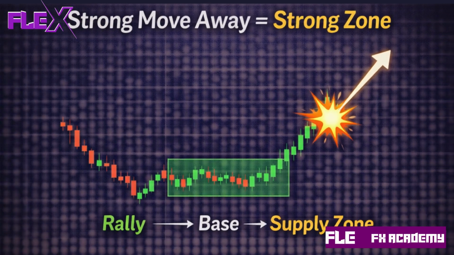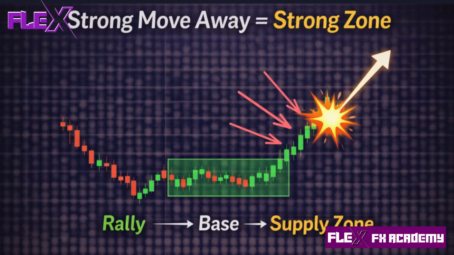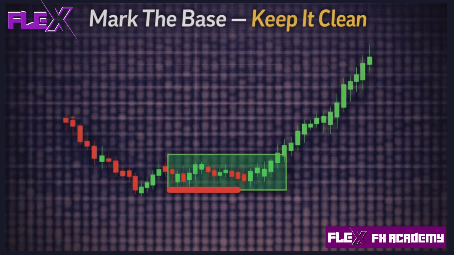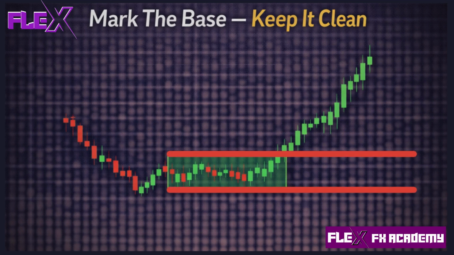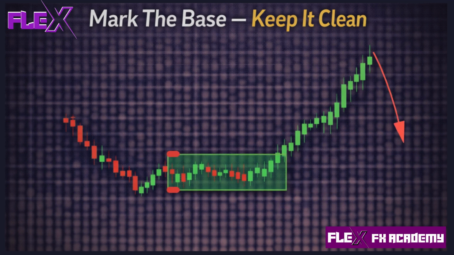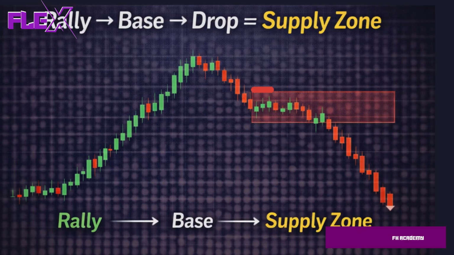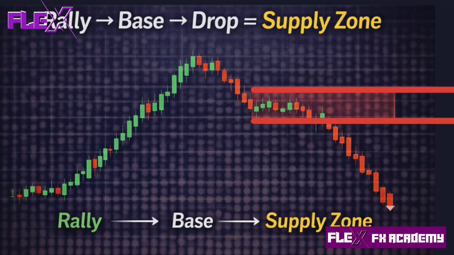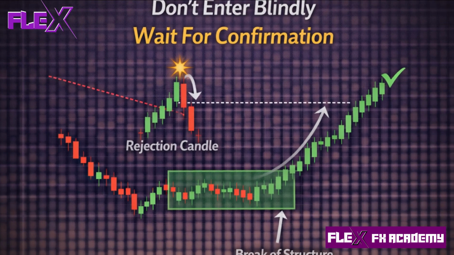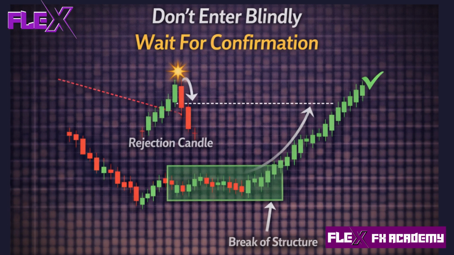Now here is the key: the stronger the move away from the zone, the stronger that zone is. For a demand zone, you mark from the lowest point of the base to the highest point of the base before the strong move up. When price returns to the zone in the future, there is a high chance it will react again. This is where you look for entries. And for the supply zone, you mark from the highest point of the base to the lowest point of the base before the strong move down. Keep your zones clean and simple. But don't just enter blindly. Wait for confirmations like a rejection candle or a break of structure.